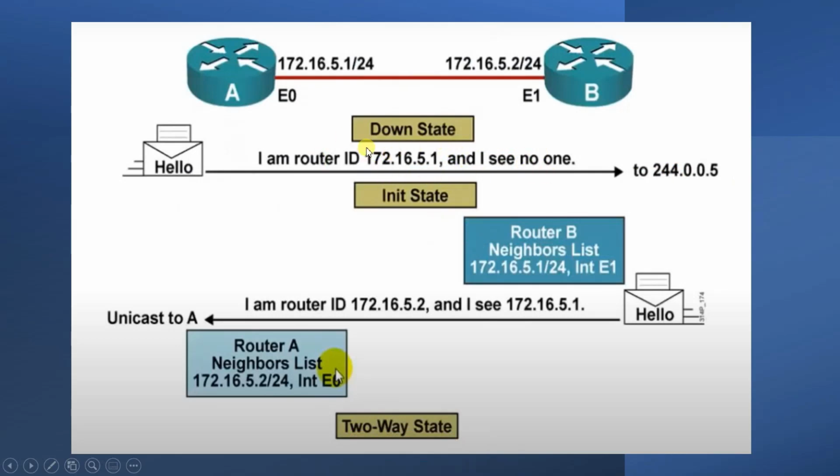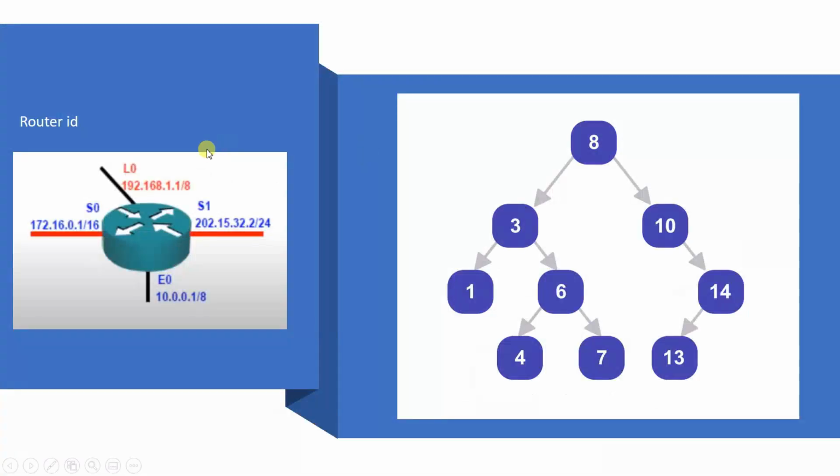Here, router ID is nothing but... to understand router ID, first consider this scenario. The router is connected with 4 interfaces. In other protocols like IGRP and EIGRP, when the packet comes in from this side to the S0 interface, the router is addressed using this IP address, whereas when the packet comes from this side, the router is addressed using this IP address, and so on. But in OSPF, this router is addressed using a common name called the router ID.